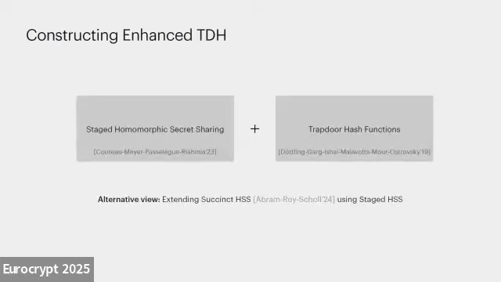So in the time that I have left, let me go over how we construct our enhanced trapdoor hash functions. At a very high level, what we do is we combine two primitives from existing work, something known as staged homomorphic secret sharing and trapdoor hash functions. An alternative view of our construction is that we're extending previous work by Abraham, Roy, and Scholl on succinct HSS to support bilinear NC1 programs.